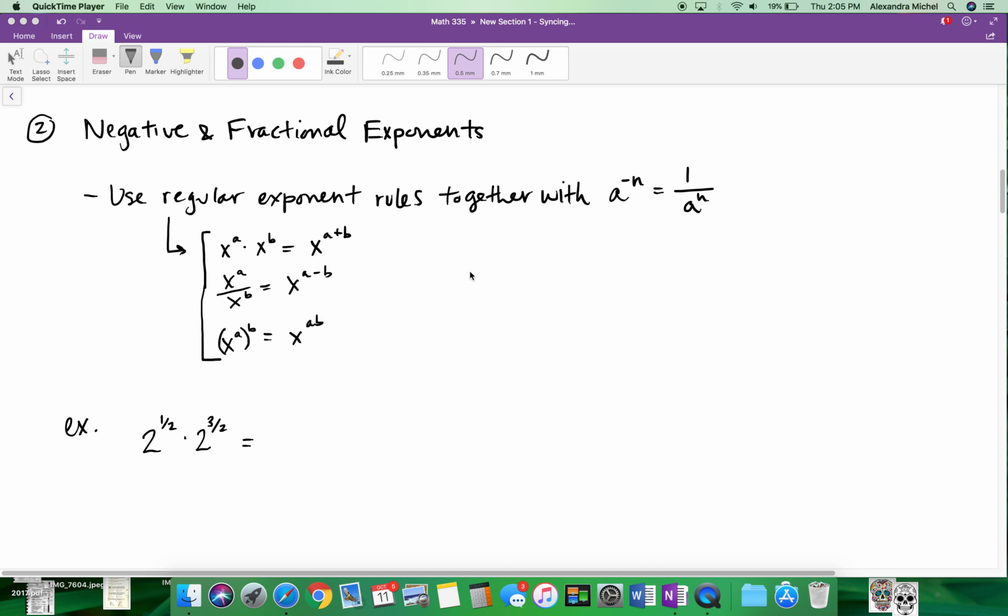So the next topic is reviewing negative and fractional exponents and how to simplify expressions involving those.